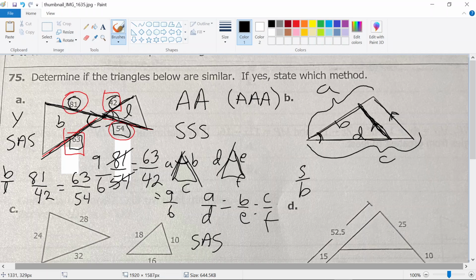Notice this angle is in both triangles, so obviously it's the same angle. The little triangle has it, and so does the big triangle. So let me see if the sides around that angle are in the same ratio. I want the ratio of small to big: B to A equals the ratio of D to C. And that is the case.